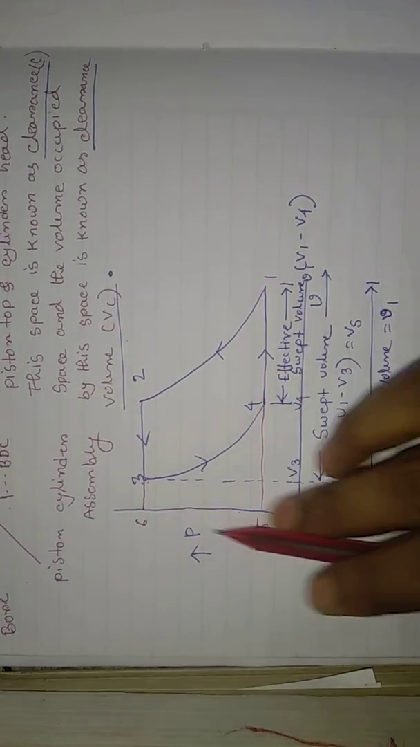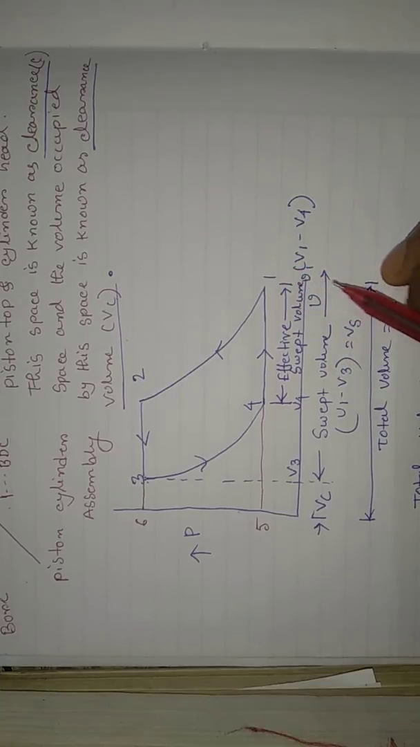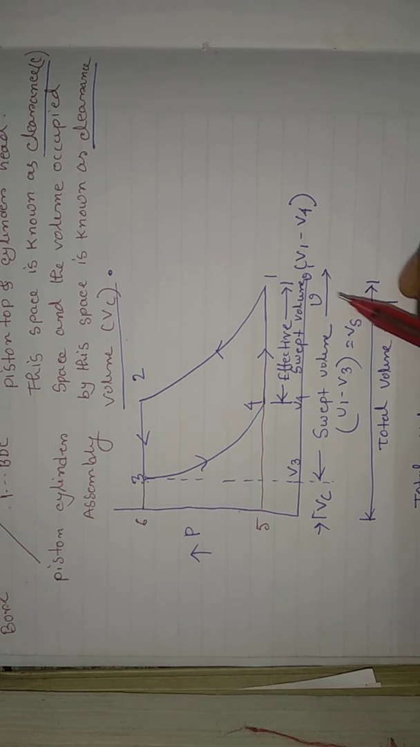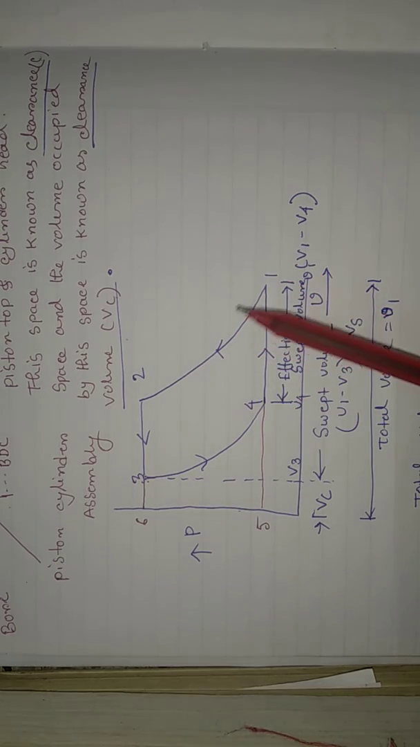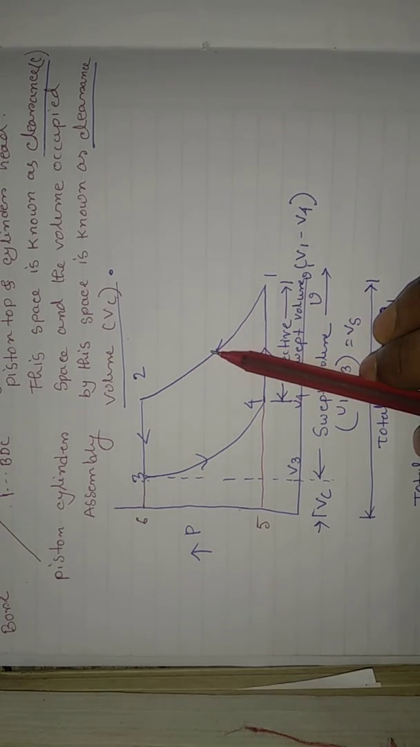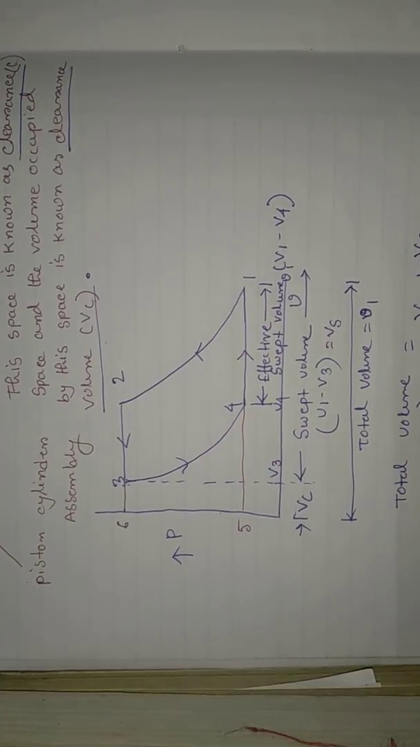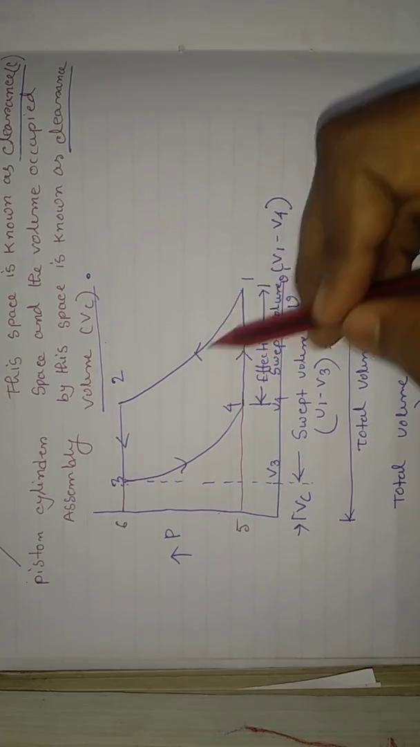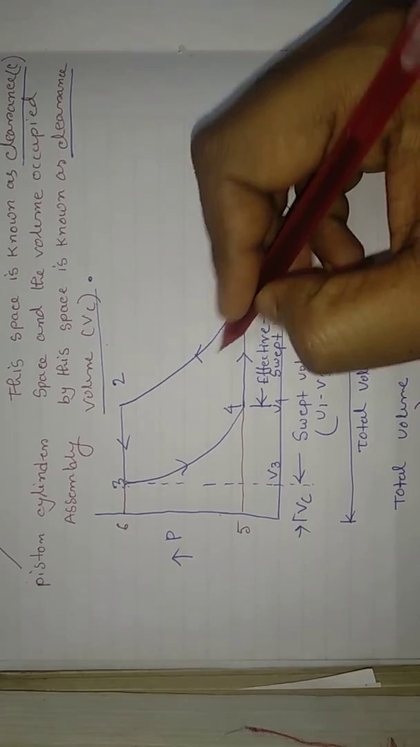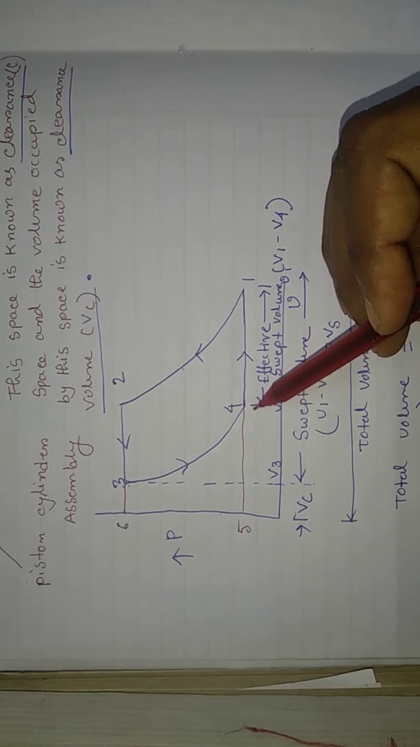Now if you draw the PV diagram of a compression process in a compressor, in any piston cylinder assembly there are basically 4 stages or 4 processes. 1 to 2 is the process where the compression takes place, and 3 to 4 is where the expansion takes place. In the PV diagram, 1 to 2 is expressed as the compression process, and 3 to 4 is your expansion process.